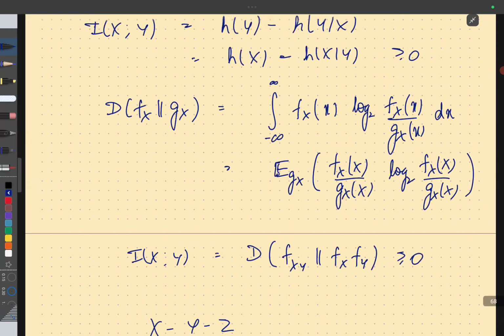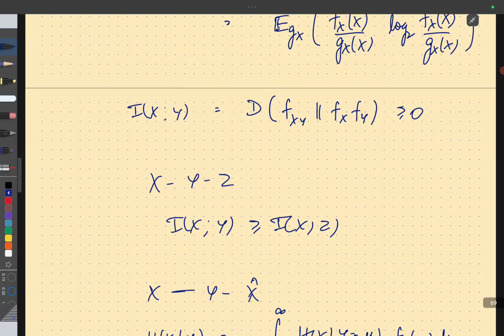Another consequence of the non-negativity of mutual information is that this still happens. H of x given y is always less than or equal to h of x. So conditioning again cannot increase the differential entropy, just as we had for the discrete case. The only thing here is that h of x can be negative, and if h of x is negative, then h of x given y is going to be potentially more negative.